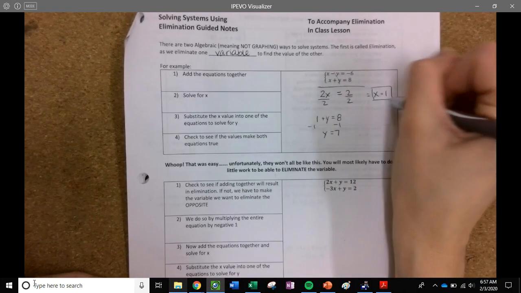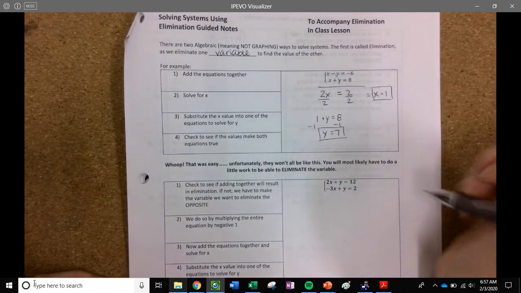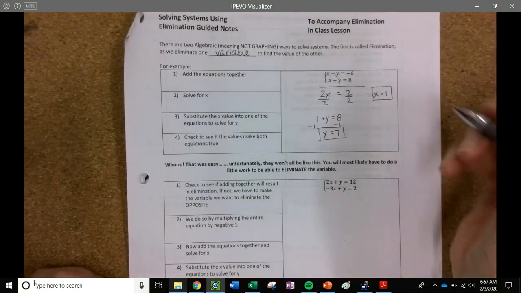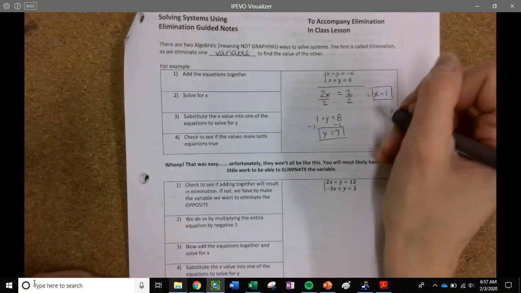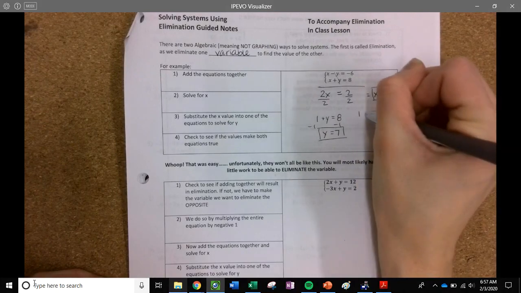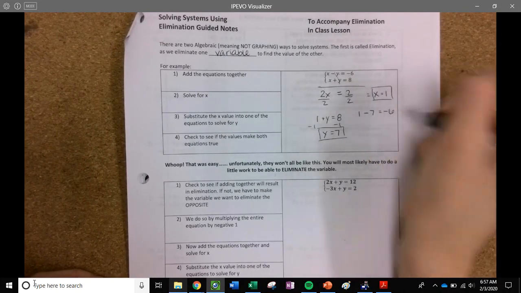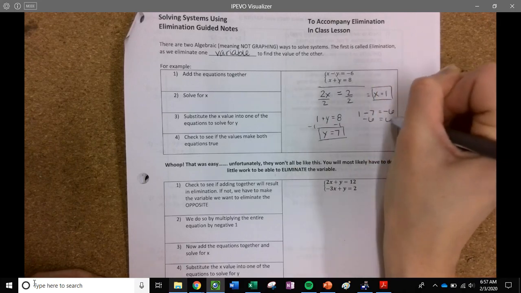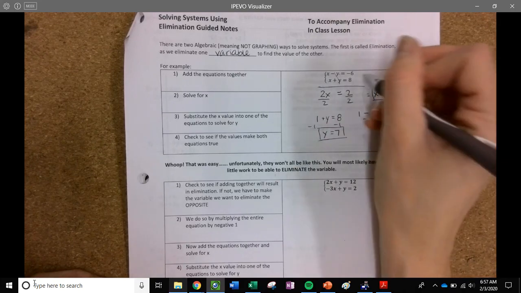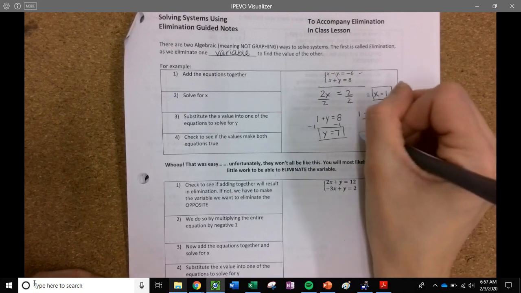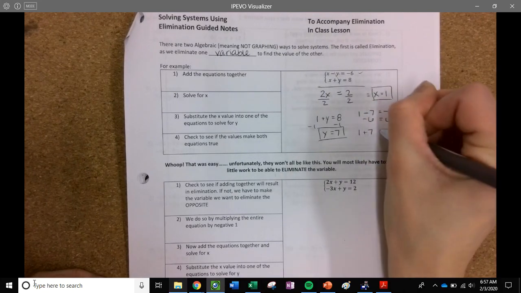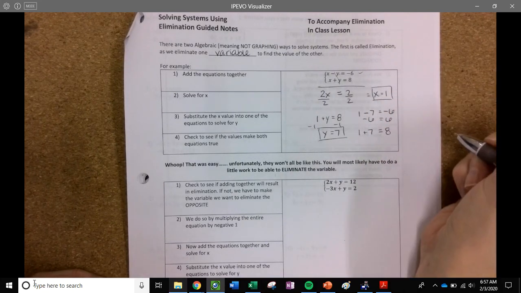Awesome. I'm not done though. I have to pop these back into both equations to make sure that everything checks out. So 1 minus 7, does that equal -6? Yes, it does. 1 minus 7 does in fact equal -6. Awesome. So we know that this one works, and 1 plus 7 does in fact equal 8.